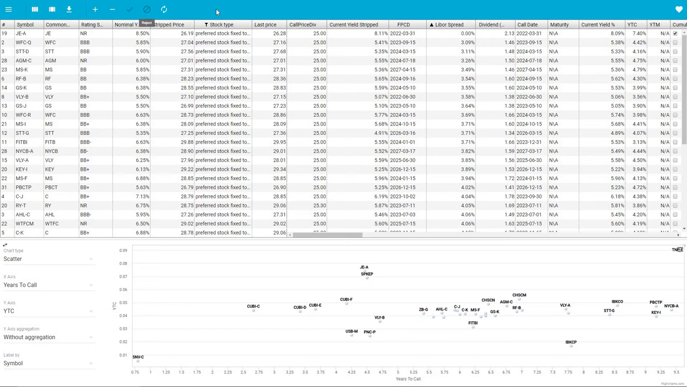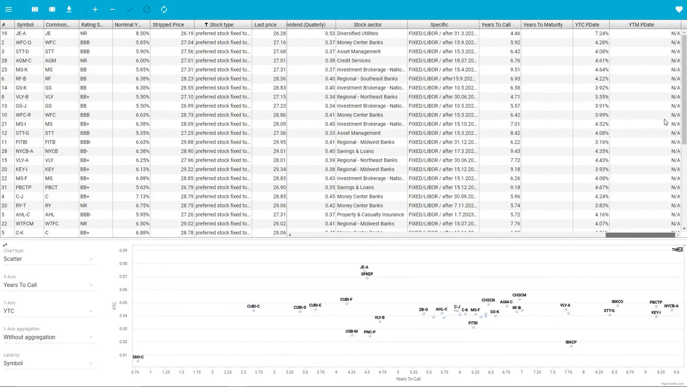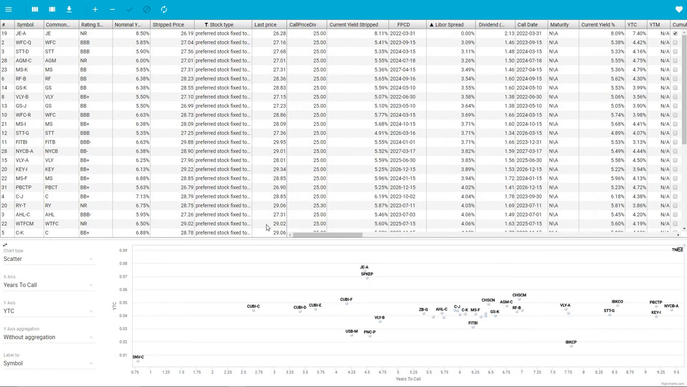In the first video I will present the fields of our database and what calculations stand behind all of the fields. Here are all the fields that we have. As you can see, there are a lot of them. Most of these fields are straightforward, such as symbol, common stock, rating, Standard & Poor's, nominal yield, stock type, last price, but there are some ones that are quite interesting.